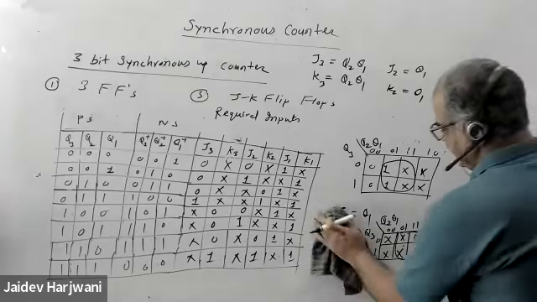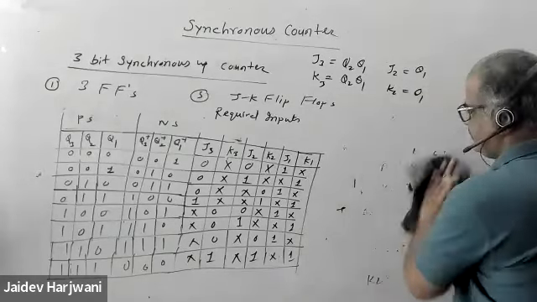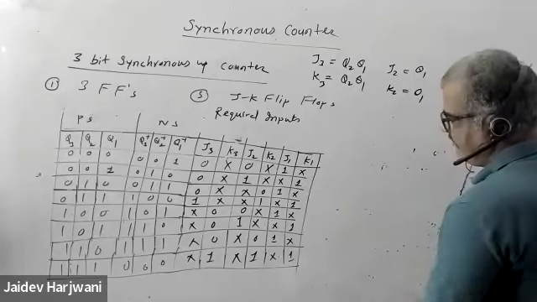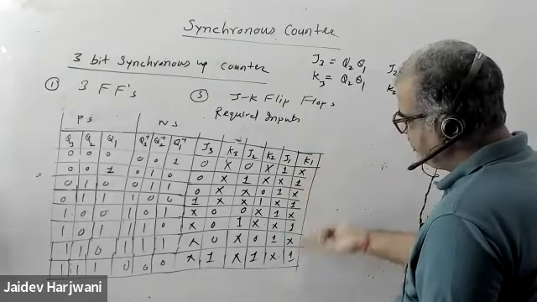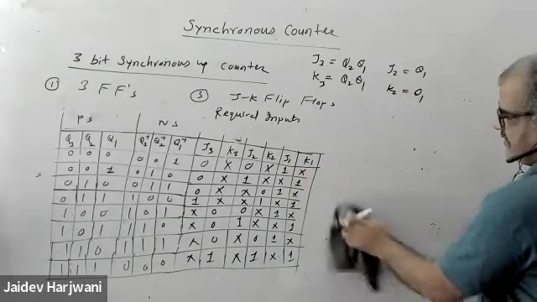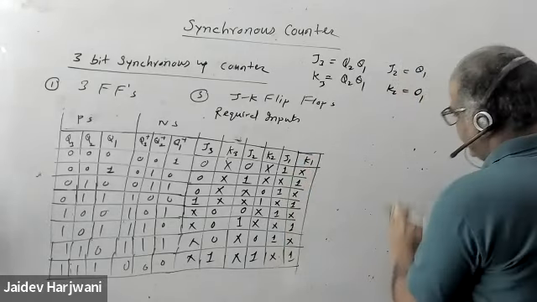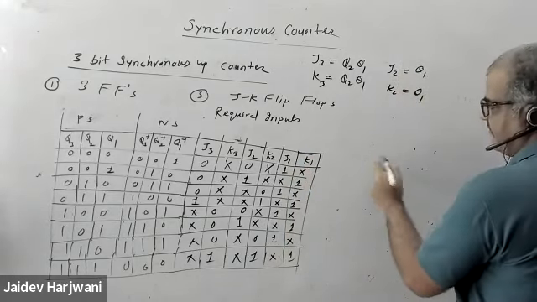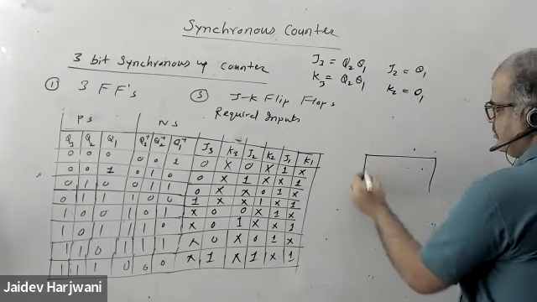Now J1 K1 is very simple. In J1 K1 only one pair will form. So the output will always be 1, because all the terms are either 1 or don't care, and 0 is not there. So you can make just one term.